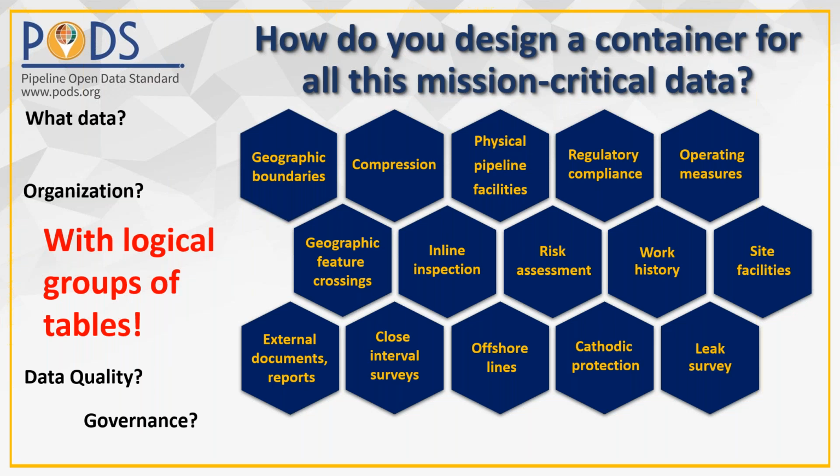So the answer to our question then, how do you design a container for all this mission critical data, is tables. And tables meaning data tables. So in essence, in order to adequately do this, you're going to have lots of tables, many tables that are representing information about each one of the asset types that we've been talking about and that you saw in the graphic above. So you're creating all of this data, but like I said before, it doesn't exist in a vacuum.